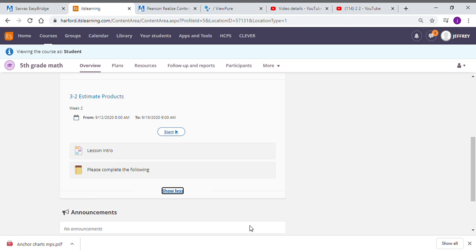Hello, fifth grade, and today we are going to be looking at 3-2 estimate products. Just so you know ahead of time, we will be working on pages 123 and 124. I'm going to work from It's Learning here with this mini lesson to give you a heads up of what you need to do to estimate products.